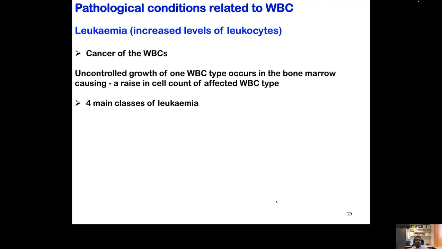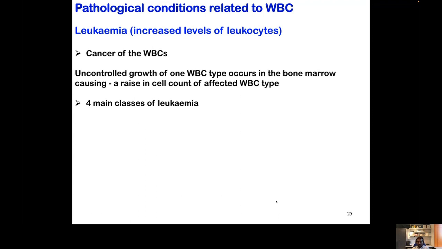Okay, so what is leukemia? So leukemia is basically increased levels of leukocytes. So in our blood, if we have more than what is required or what is the normal level of white blood cells, then it's called leukemia. This is called a cancer of white blood cells, or generally people call it a blood cancer. This is basically uncontrolled growth of one particular type of WBC that occurs in the bone marrow and causing a rise in cell count, obviously in the affected WBC type. It could be, for example, neutrophil, or it could be monocytes. It could be any type of white blood cells increased level.